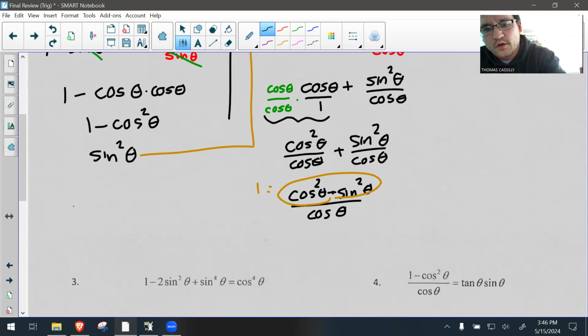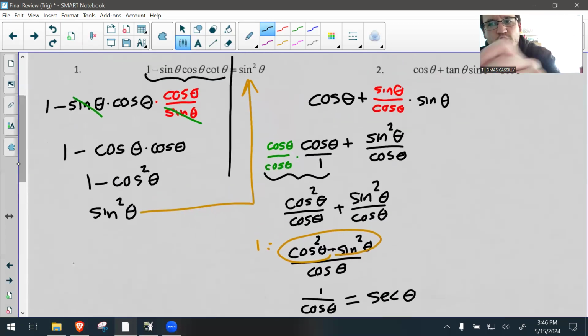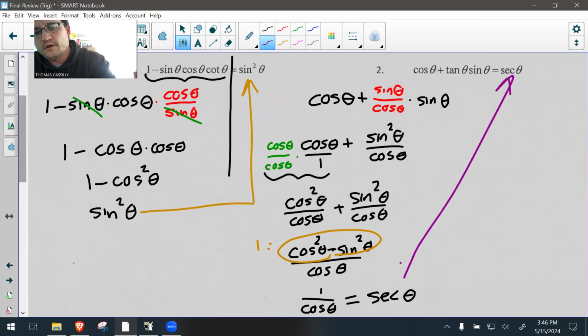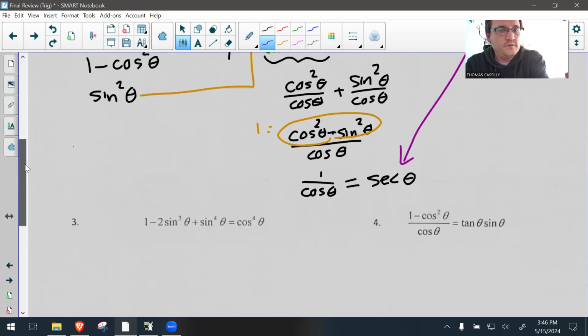So this turns into 1 over the cosine of theta. And of course, 1 over the cosine of theta is equal to the secant of theta, which is exactly what we're trying to show. These two things are equal, right? So there we have it.